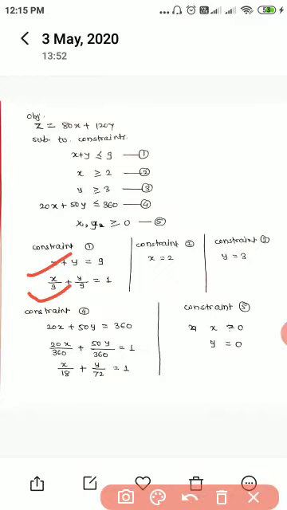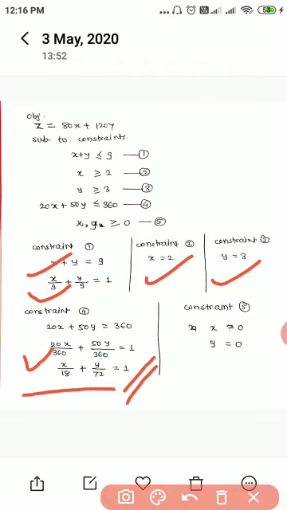So similarly I did it for constraint 2, for constraint 3. Same for constraint 4 also, that is 20x plus 50y is equal to 360. But I already told you we have to simplify these constraints in such a way that the left hand side should always be 1. So after simplification I got the equation x by 18 plus y by 7.2 is equal to 1.